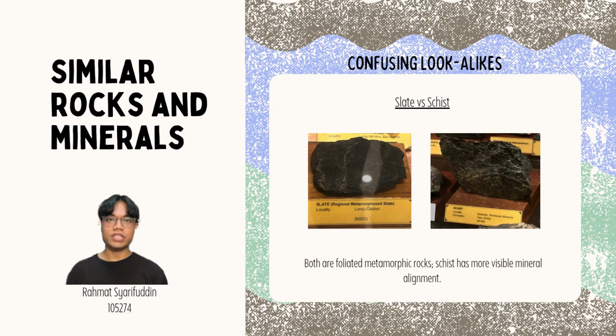Another pair of confusing rocks is slate and schist, which are both foliated metamorphic rocks. Slate has fine grains and a smooth surface, often used in roofing or tiles. Schist, in contrast, has a more visible mineral alignment with sparkling surfaces due to the presence of mica and other minerals. The difference is largely in the grade of metamorphism. Schist forms at a higher temperature and pressure than slate, which results in a coarser texture.